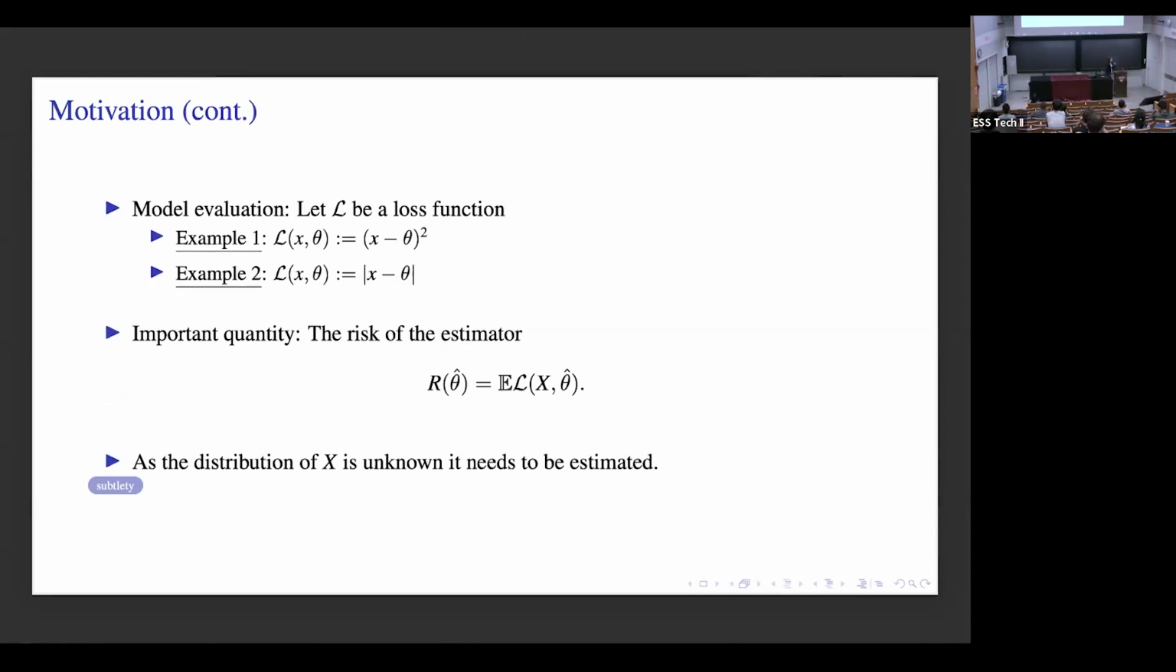One of the most important quantities that you might want to know about your estimator is the risk, which is the expected loss on a new independently drawn observation. Now, obviously, as you don't know what the distribution of your data is, you don't know how to compute this expectation, so you don't know what the risk is, and you instead need to estimate it. And you need to estimate it using data. So how can you do that?